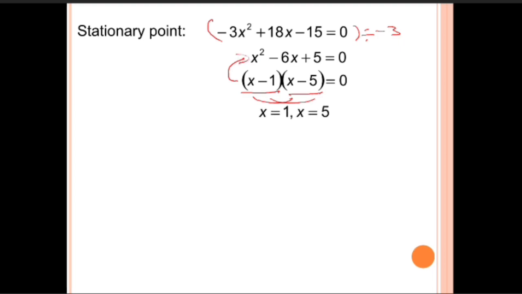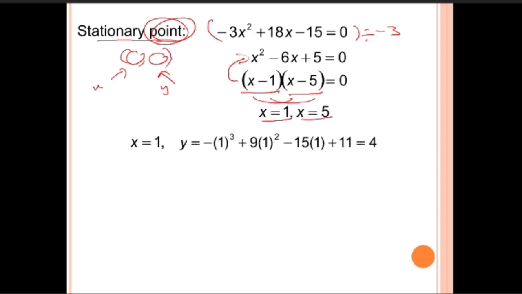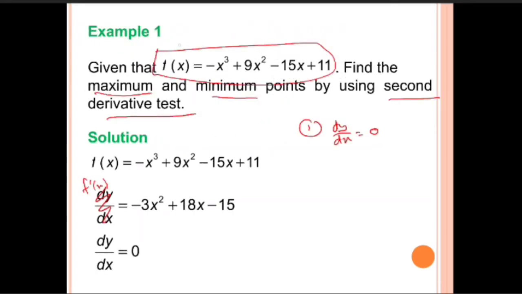Now, your stationary point would be x equal to 1 and x equal to 5. Remember, it's a point. So when it's a point, we have the coordinate. We need to know what is the value of x and also what's the value of y. So we have found the value of x for the stationary point. To find the y, just substitute in the x into the original equation y or f(x).